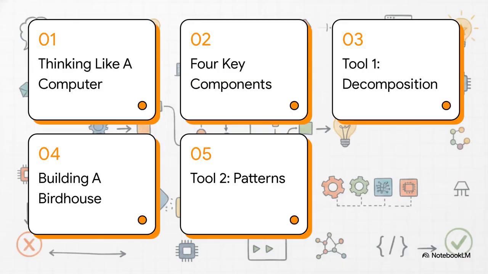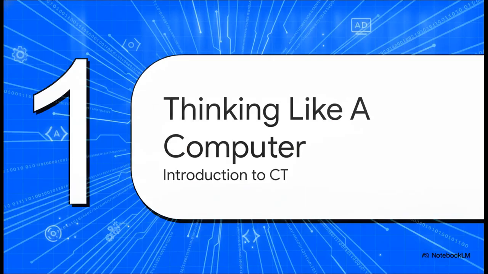All right, here's our roadmap for today. We're going to cover thinking like a computer, the 4 key components, Tool 1, which is decomposition, a fun example about building a birdhouse, and finally, Tool 2, pattern recognition. Fun fact, breaking down this very explainer into these easy steps is actually our first tool in action. Section 1. Thinking like a computer, an introduction to computational thinking.